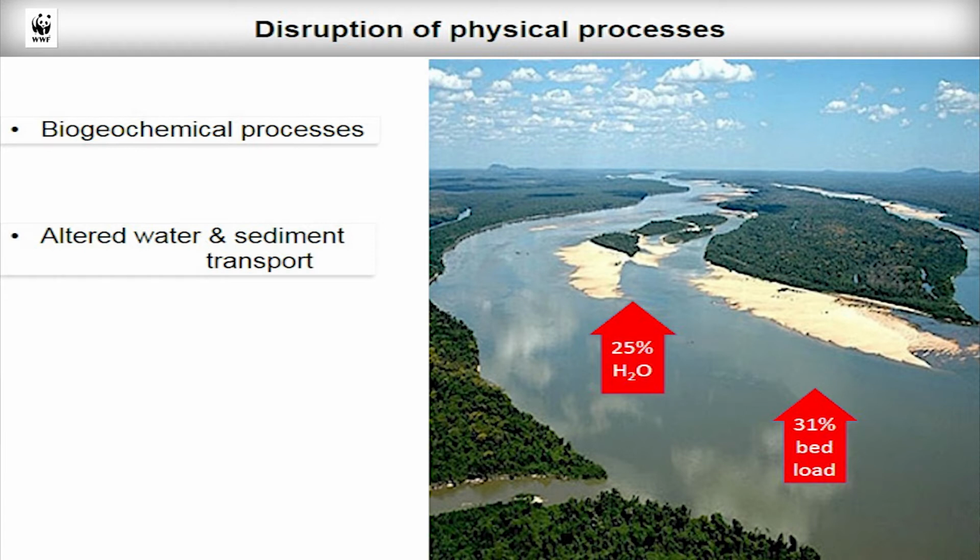In the Araguaia-Tocantins River Basin, deforestation of more than 50% of the watershed has led to an increase of more than 25% in the amount of water transported by the river, and an increase of 31% of the amount of sediment transported by this river. This river has had, therefore, to fundamentally change its morphology to be able to carry the increased amounts of water and sediment.